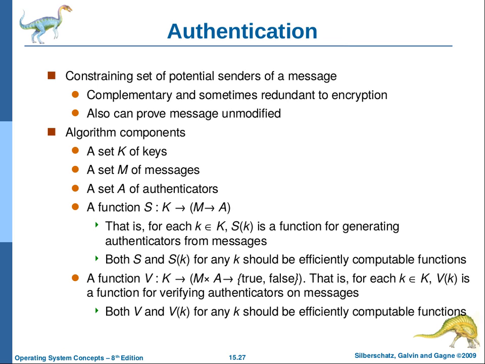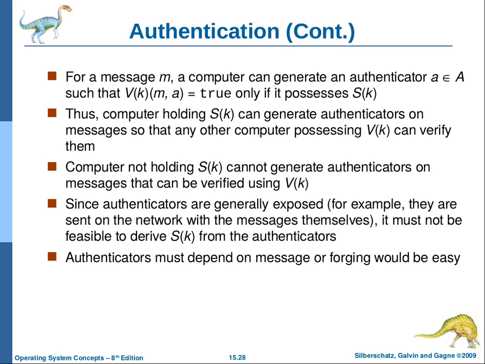Complementary, or sometimes redundant, to encryption. You can have a set of key messages authenticators, so you want some function to generate authenticators for messages. You just don't want that function to be reversible. They're assuming that we're doing network authentication, and that's why this is so verbose.